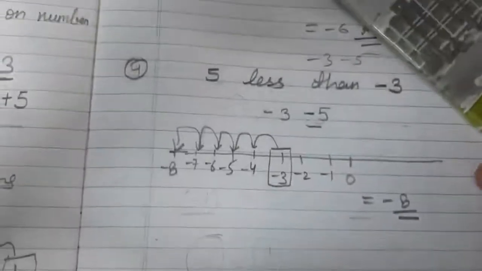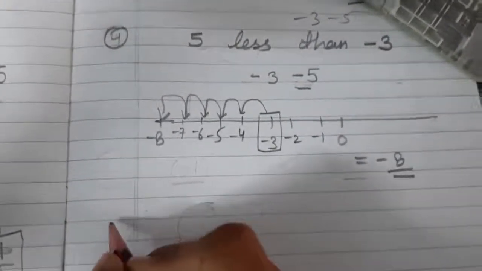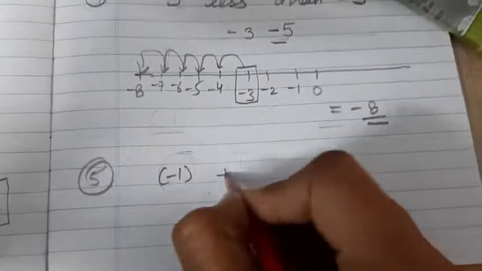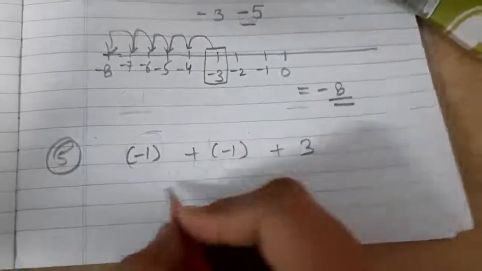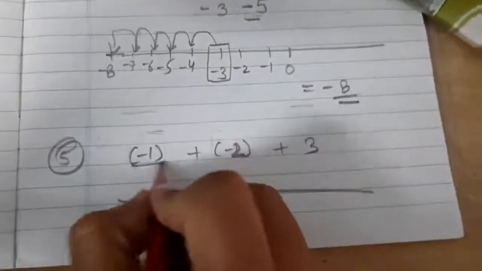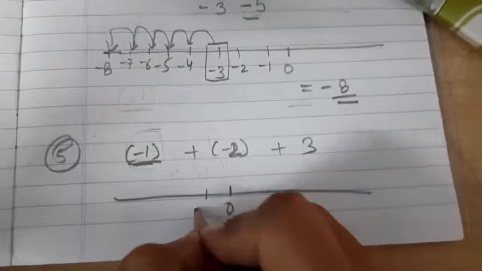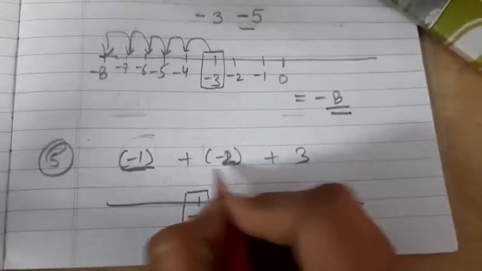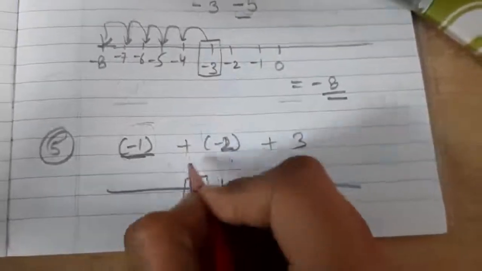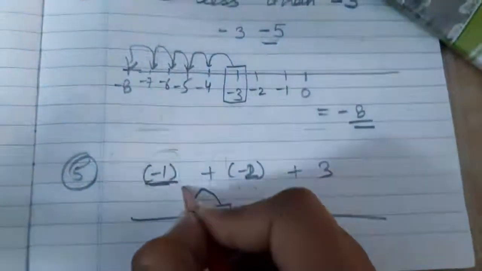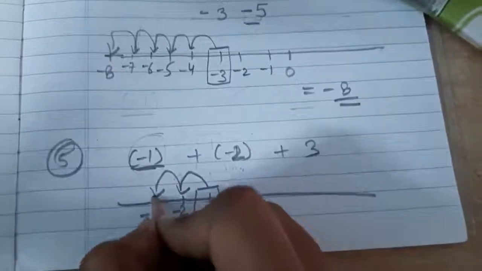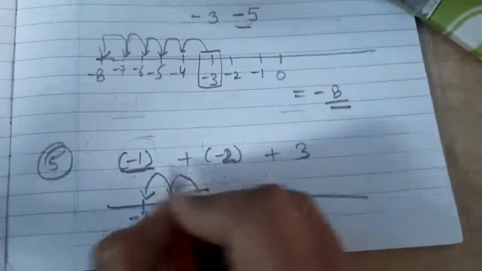I hope you understand the less than and more than concept. Now question number 5. I am taking one more example. Suppose minus 1 plus minus 1, and here is also plus 3. How can you do this one? Here I am writing minus 2. Take first minus 1, 0, and here minus 1. You have to block this minus 1. And the next digit is minus 2. It means you have to move in the left direction, the negative direction. How many steps? 2 steps. 1 and 2. If you move 2 steps, the number will be minus 3.